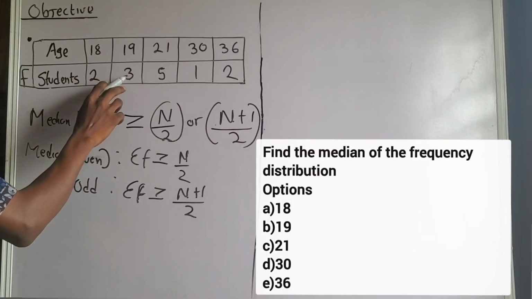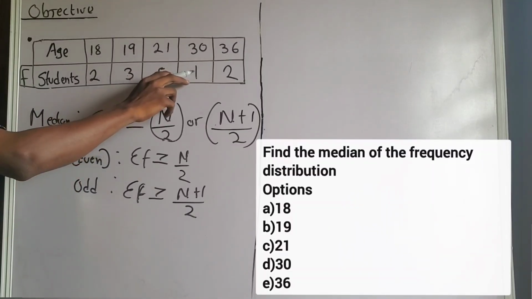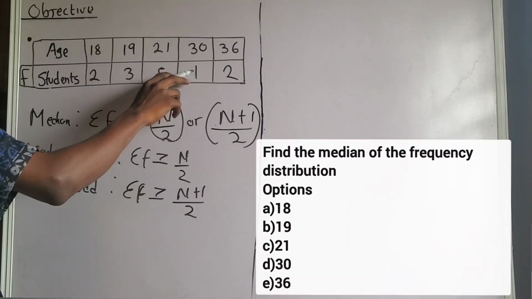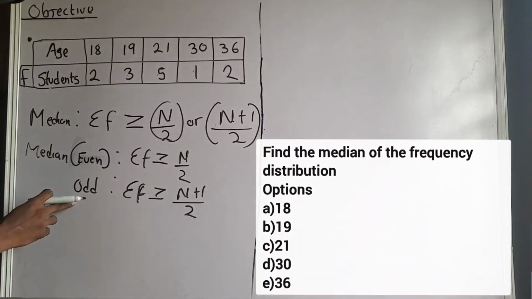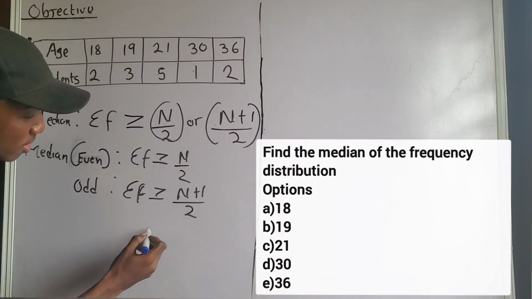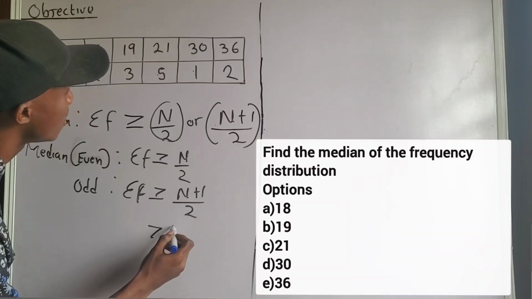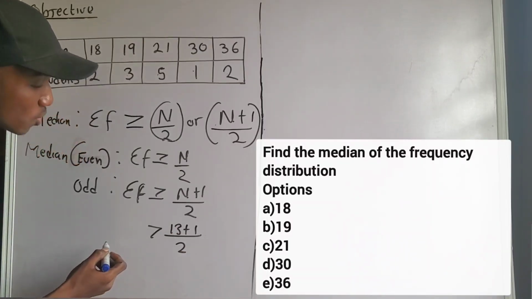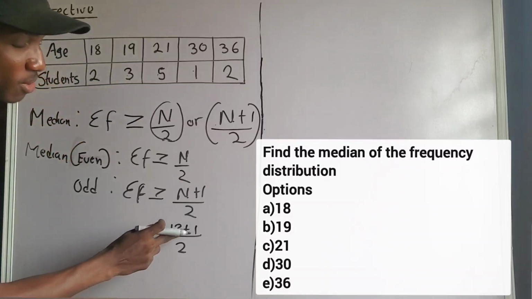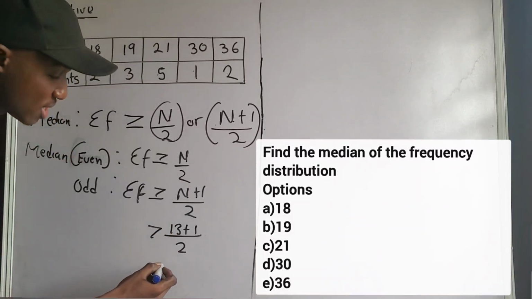2 plus 3 is 5. 5 plus 5 is 10. 10 plus 1, that is 11. 11 plus 2, that is 13. So because the frequency is odd, I'm going to use this: 13 plus 1 all over 2. 13 plus 1 is 14. 14 divided by 2 is 7.